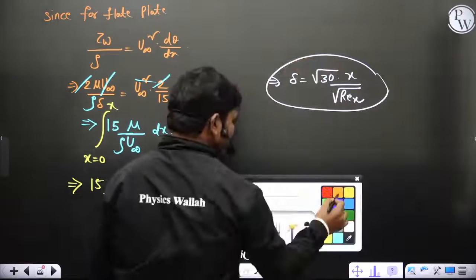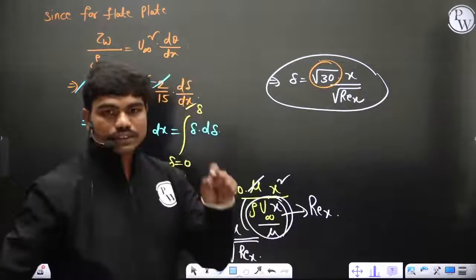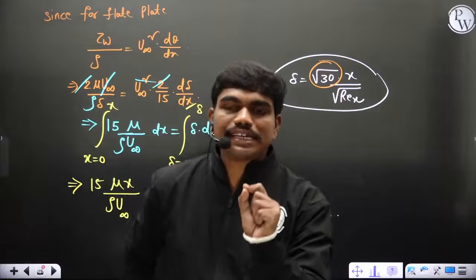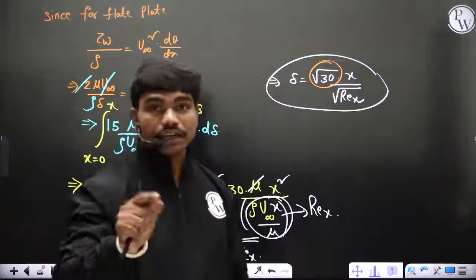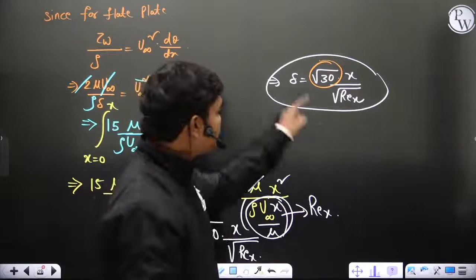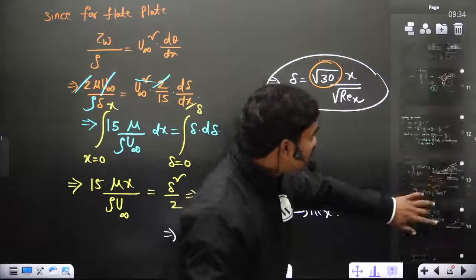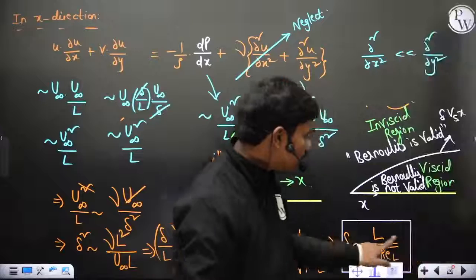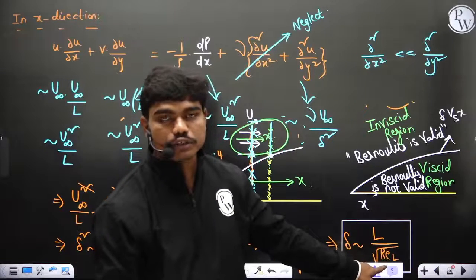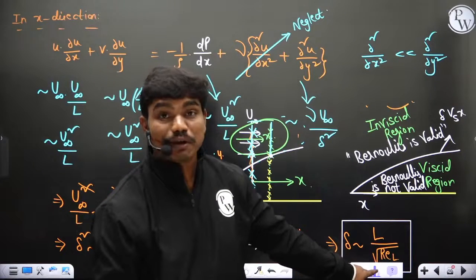So to get this constant, we have to know what is Von-Karman's momentum integral equation, and you have to solve the equation. But with the help of scaling analysis, without this constant, you came to know that this delta is going to depend on inverse of square root of Reynolds number. You understood this? That's the power of scaling.